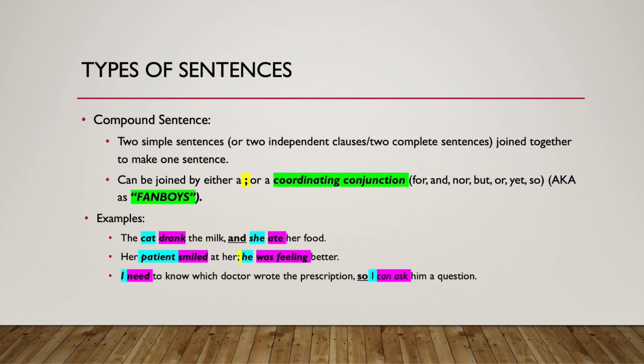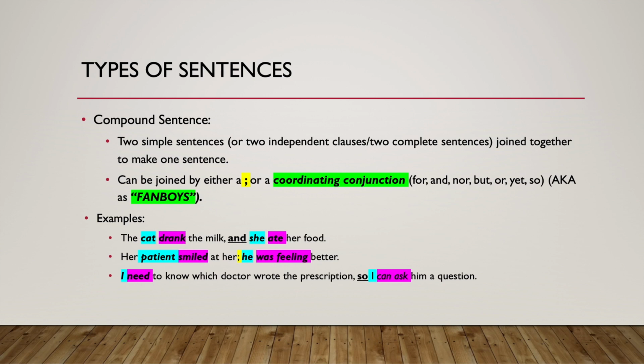Her patient smiled at her; he was feeling better. This time we use the semicolon to combine these two complete sentences. If we just wrote, her patient smiled at her, that is a complete sentence. And if we wrote, he was feeling better, that is a complete sentence. But you know, we're scholars now and we have to use different sentence types. We're going to combine these two complete sentences to make them a compound sentence.